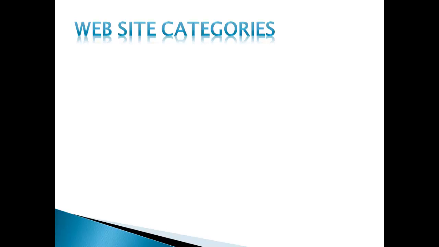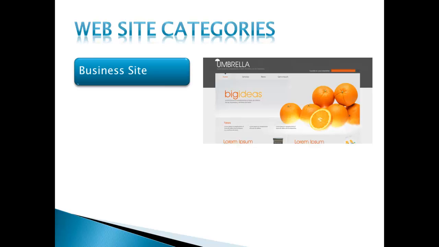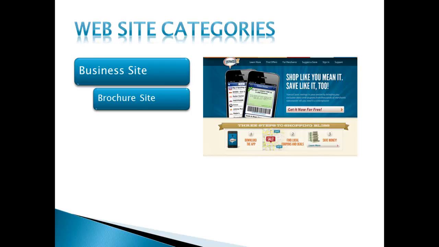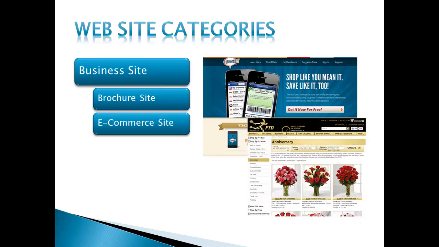There are many different website categories that are available to choose from. There are 3 major categories. The first one is a business site. This site type can be broken down into 2 subcategories. The brochure site, which displays information similar to that found in a printed brochure. E-commerce sites, which contain catalog information and order processing elements such as a shopping cart and/or order tracking pages.